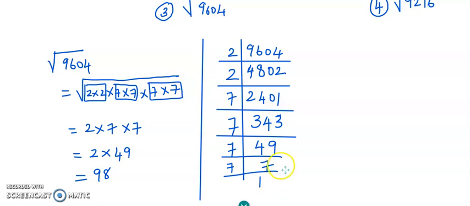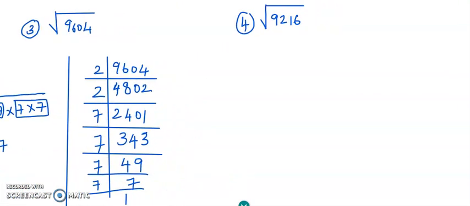So this is how you'll write it in your notebook. Let's take the next one, 9216. So let's do the prime factorization on the right side. Okay, so let's start.